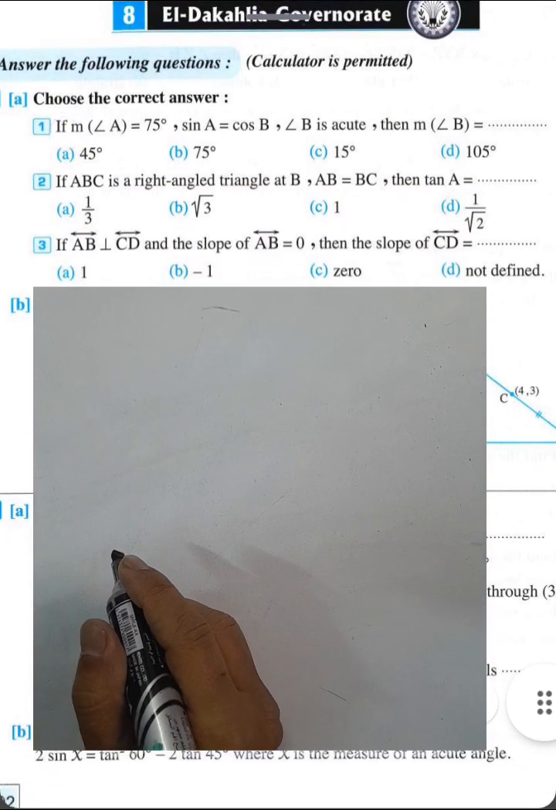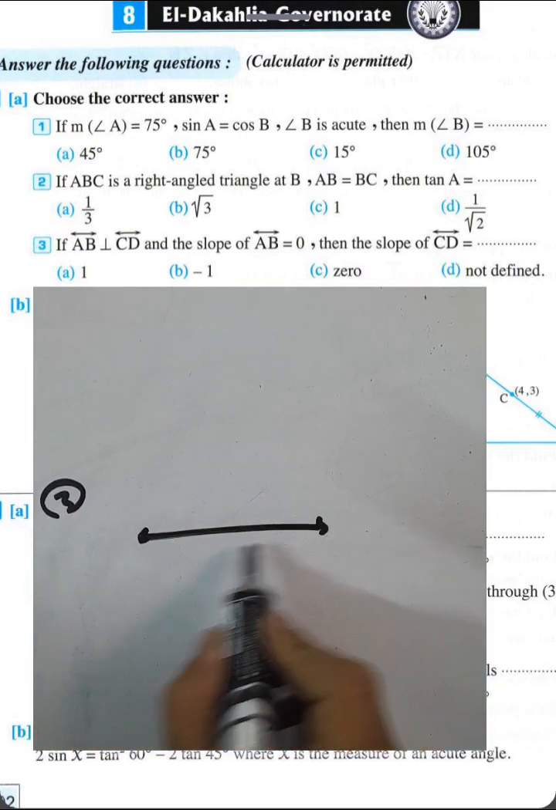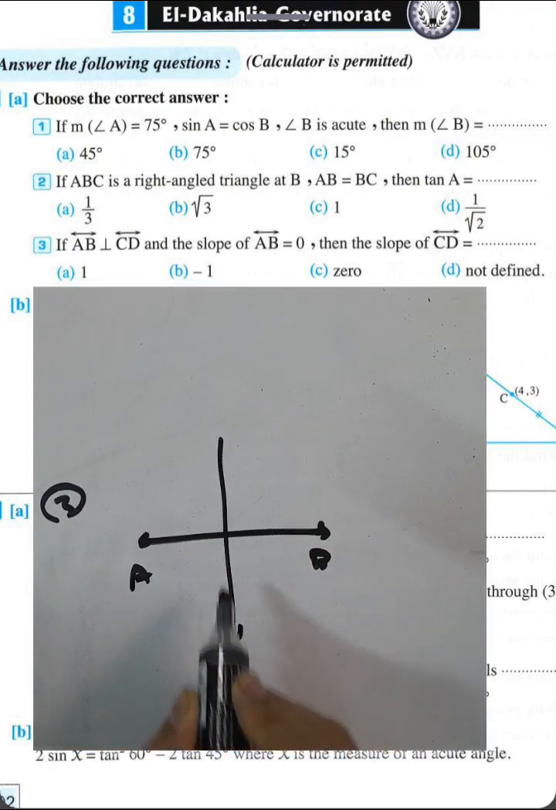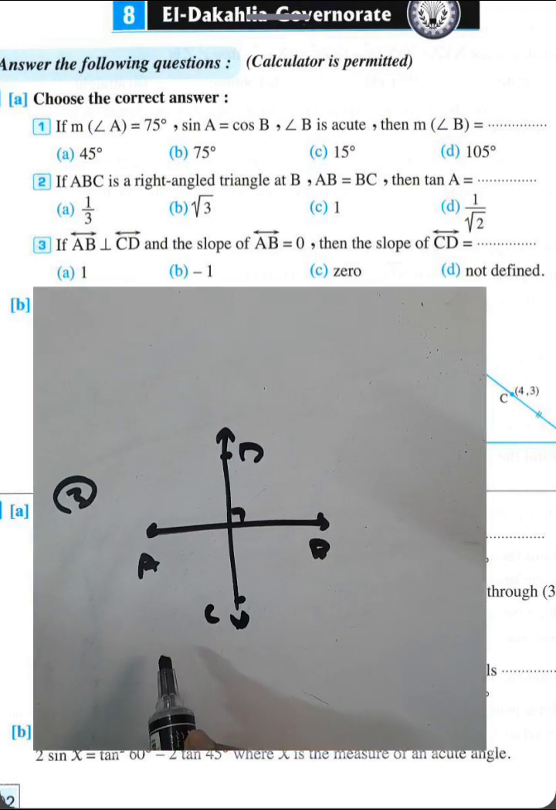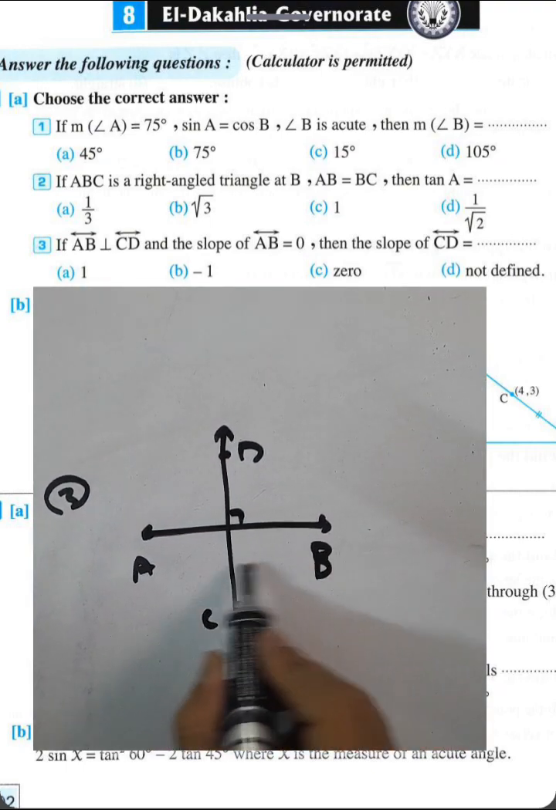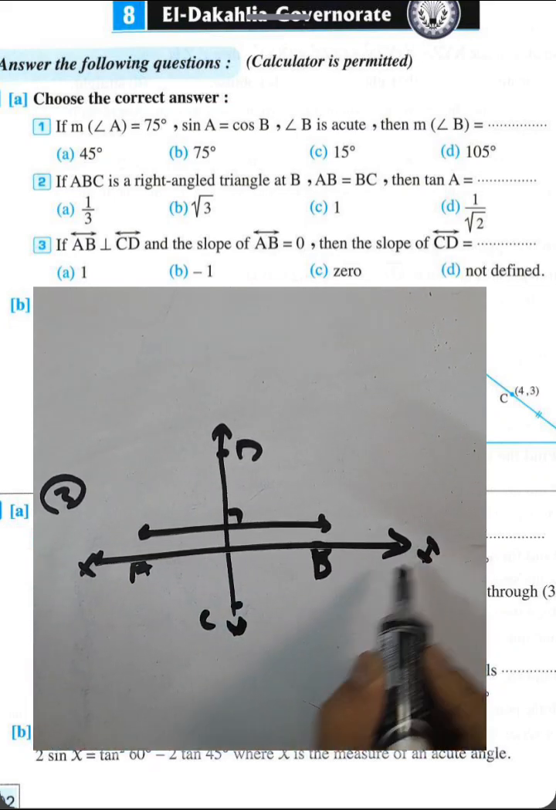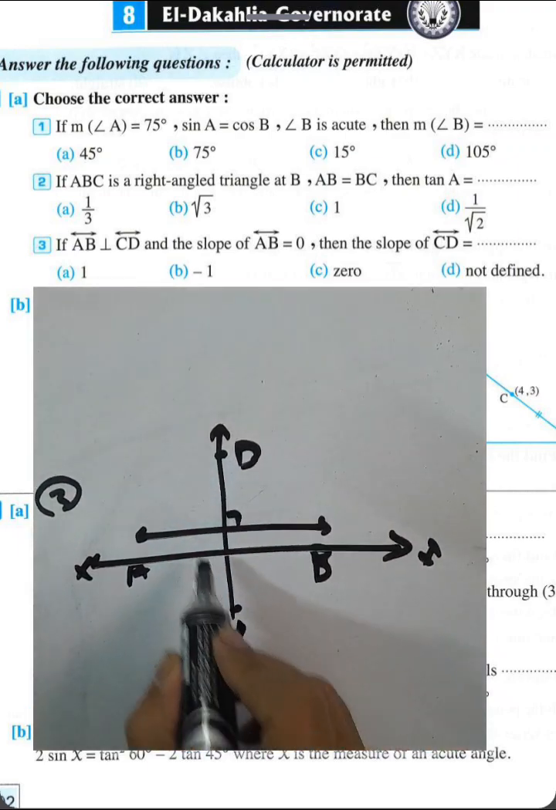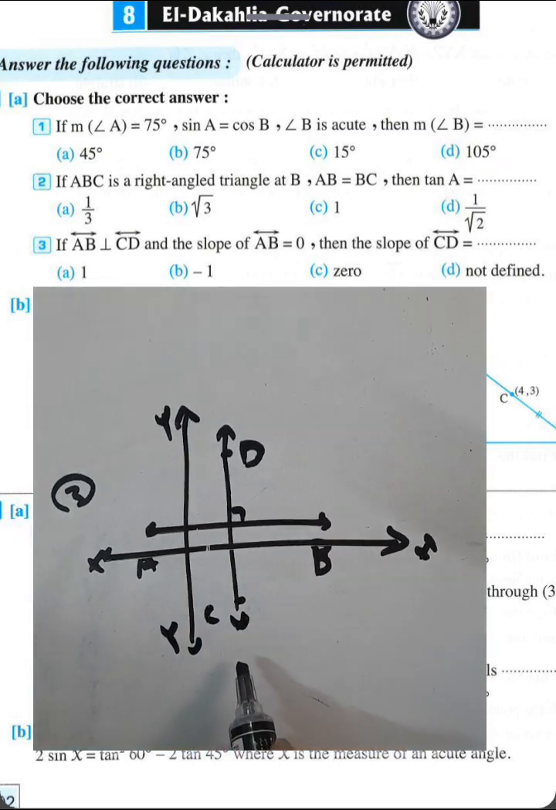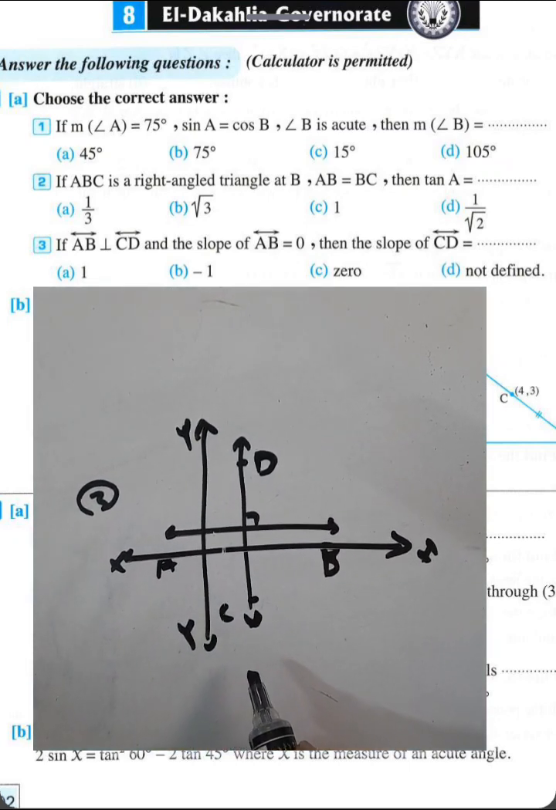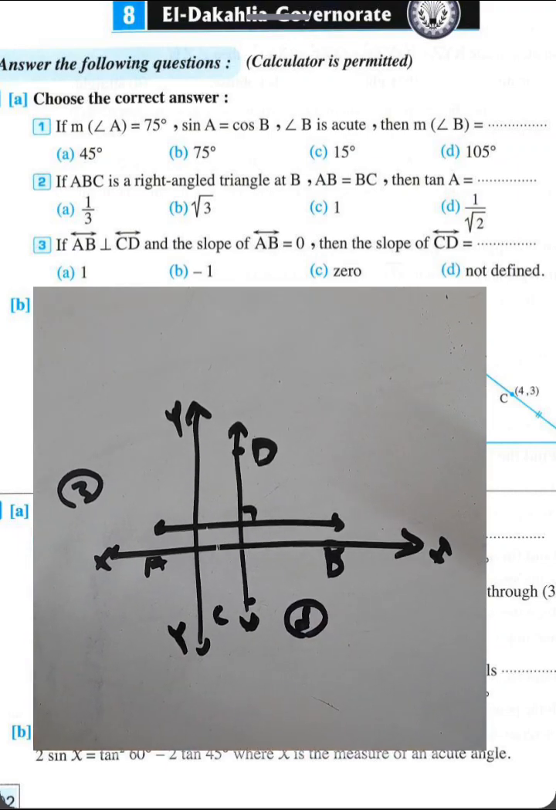Question number 3. If AB is perpendicular to CD, we have a straight line AB perpendicular to CD, and the slope of AB was equal to 0. It means AB is parallel to the x-axis, x dash, and CD will be parallel to y dash. Then the slope of CD will be what? It will be not defined, undefined. It shows letter D for question number 3.